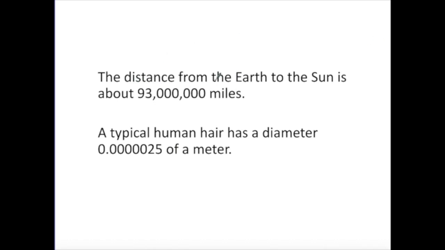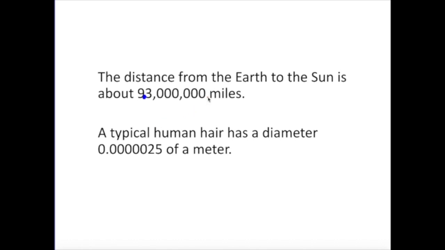Right here, the distance from the Earth to the Sun is about 93 million miles. So let's talk about how we would write this in scientific notation. The first step is to find a number between 1 and 10. So if I do that, it is right here, 9.3. So the second step then was to find the power of 10.